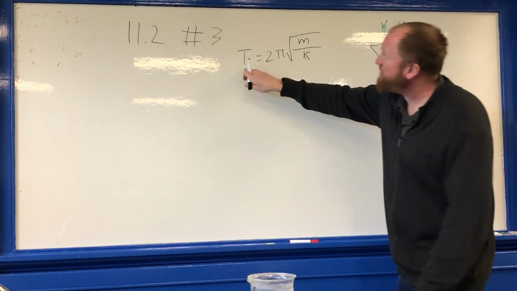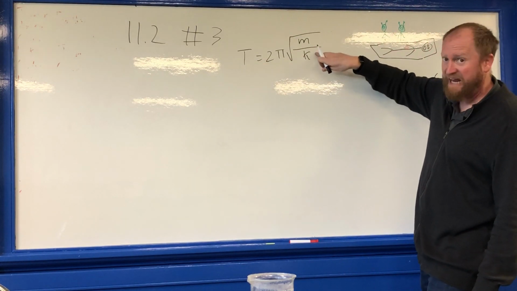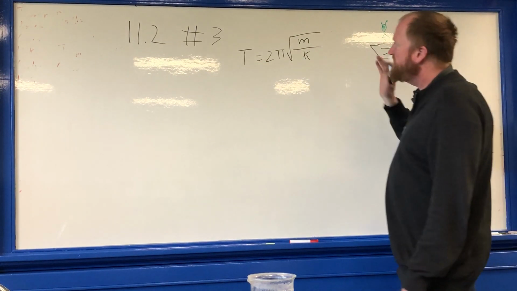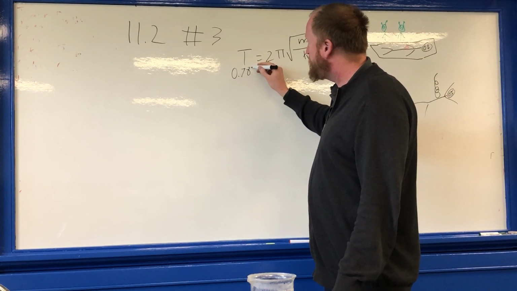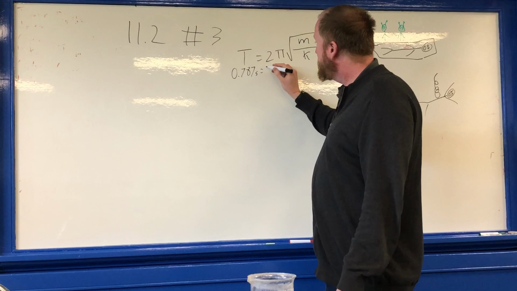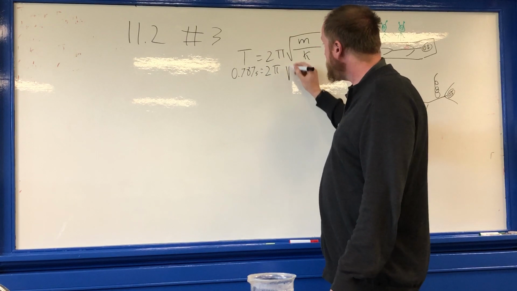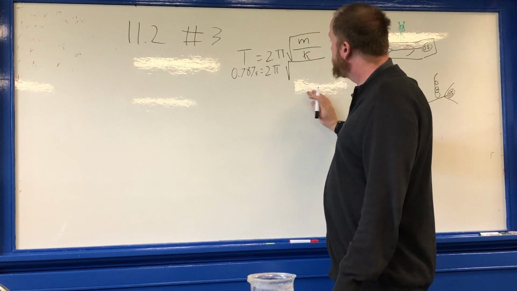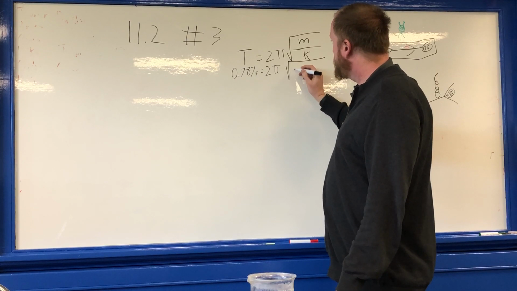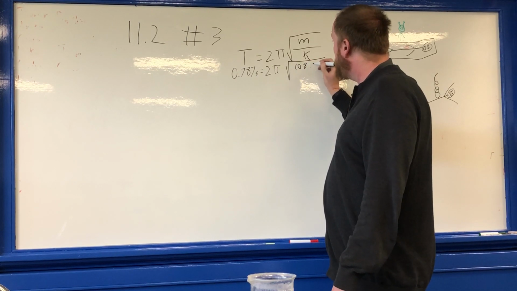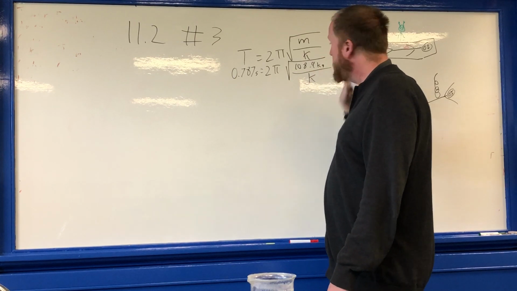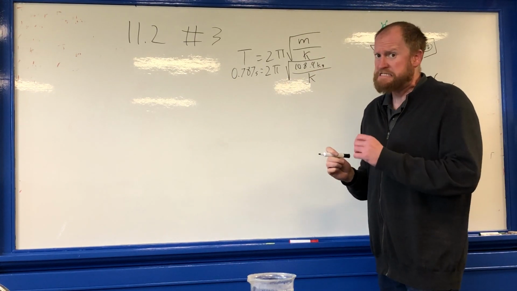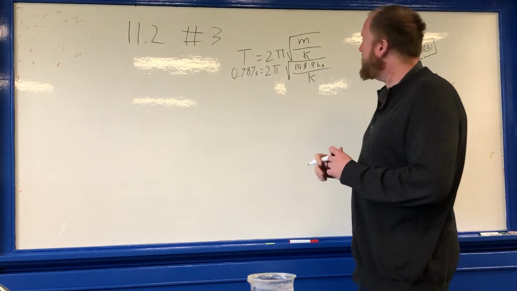So we're not trying to find the period. We know the period. We're trying to find K, the spring constant. It's a little more tricky. So I got a period of 0.787 seconds. It's equal to 2 pi square root of mass. So my mass is 108.9 kg, and K is what we're trying to find. Hope this works.